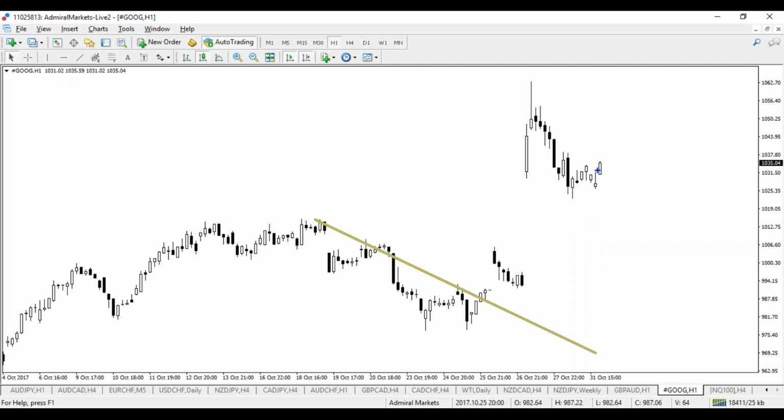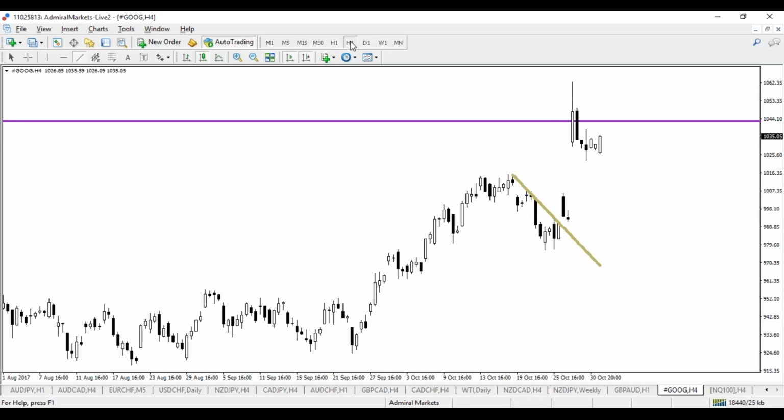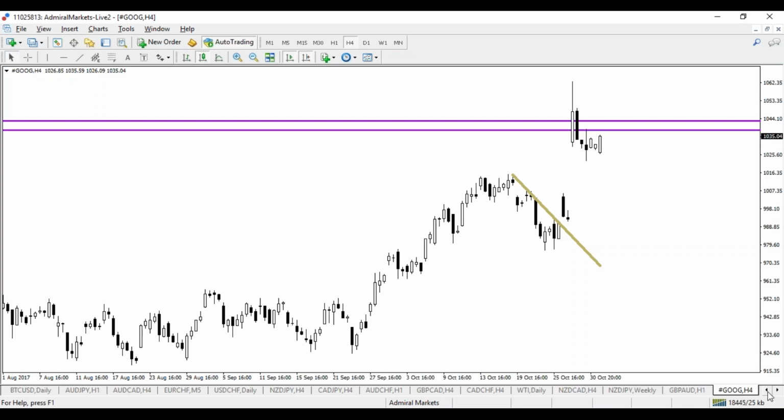Not sure it will close this gap. Looks like it's making a flag. So I wouldn't be surprised if there is some kind of expanded correction first like this and then continues. But probably this resistance level will be important. All right, anyhow, just one of the CFDs you can check out, of course.